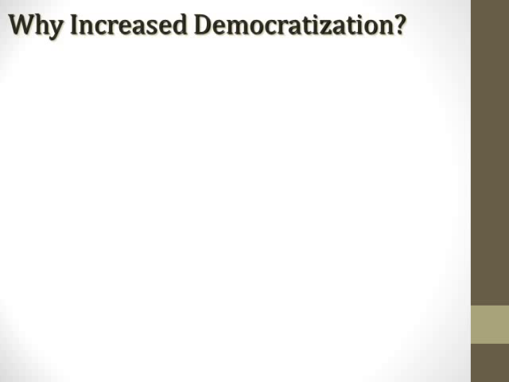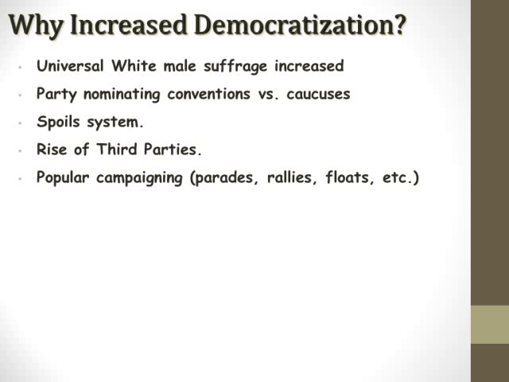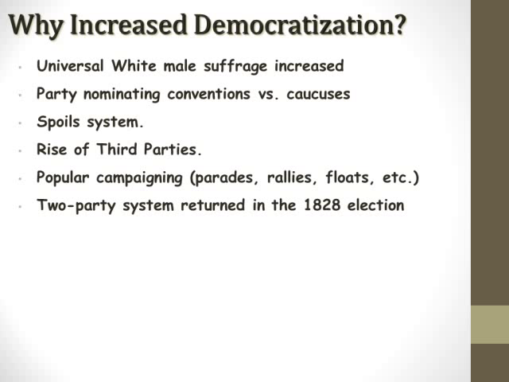But what you have is, again, universal white male suffrage because there are no longer property restrictions, right? You also have more nominating conventions that are more democratic than caucuses. You have the return of the spoil system because people are now going to be given positions in office. You have the rise of third parties, which gives people more options. You have popular campaigning, which means we want to appeal to these common classes. And you have the rise of a two-party system, again, which is good for the people. And again, you have a candidate similar to the electorate, which means people are voting for someone just like them.